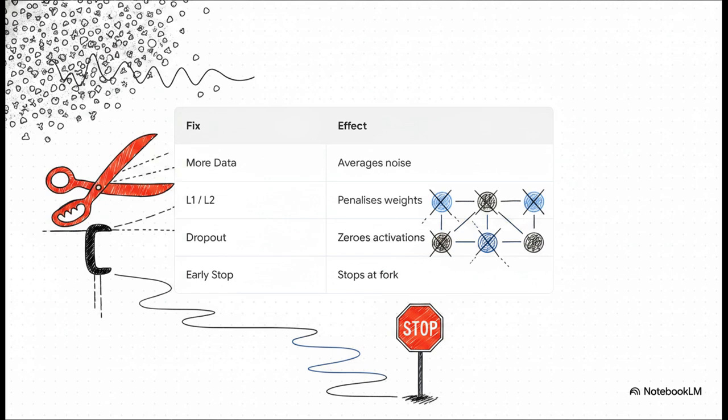It simply halts training the very moment your validation loss hits that fork we talked about and starts rising.